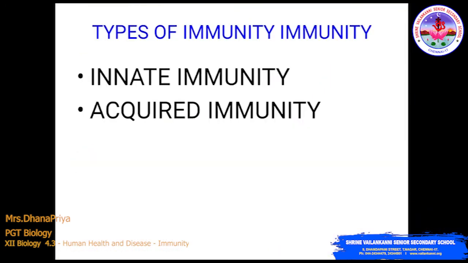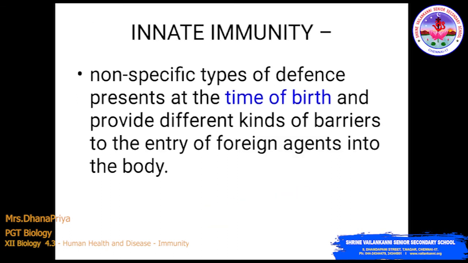Now we move on to types of immunity: innate immunity and acquired immunity. What is innate immunity? Innate means at birth. It is a non-specific type of defense present at the time of birth that provides different kinds of barriers to the entry of foreign agents into the body. When we are born, we have natural immunity present in our body itself. That is considered innate immunity.